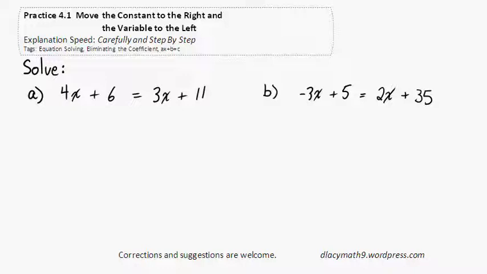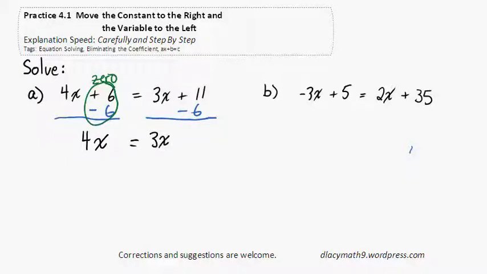I begin by getting this 6 out of the picture. I do it by subtracting 6 from both sides, or you can think of that as adding -6. Either way, it makes a 0, and so leaves me somewhat more simple on the left with 4x. On the right, we have 3x, and 11 and -6 is the same as 11 minus 6. It's positive 5. This is a simpler looking equation.